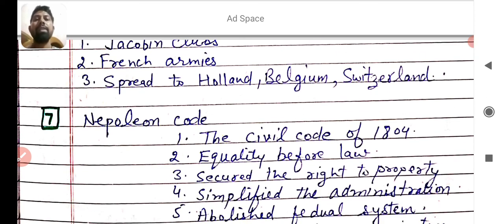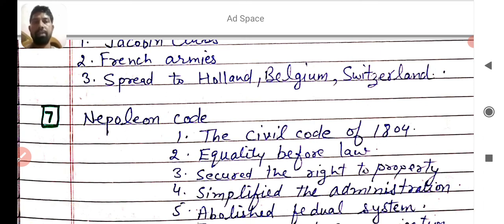And the next is the Napoleonic Code. You learned that when Napoleon became the emperor of France, he introduced some provisions or changes in the society, and these changes were known as the Napoleonic Code. Have you learned the point now? What is the meaning of Napoleonic Code here? The Napoleonic Code is a set of provisions made by Napoleon at that time. The Civil Code of 1804. The Napoleonic Code is also known as the Civil Code of 1804.